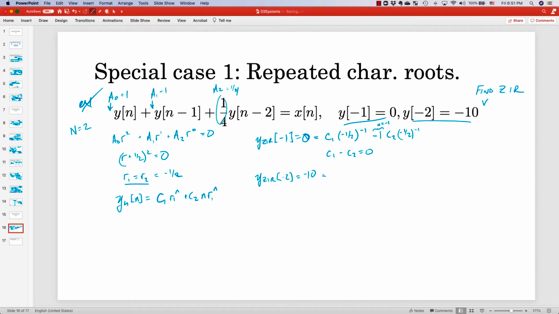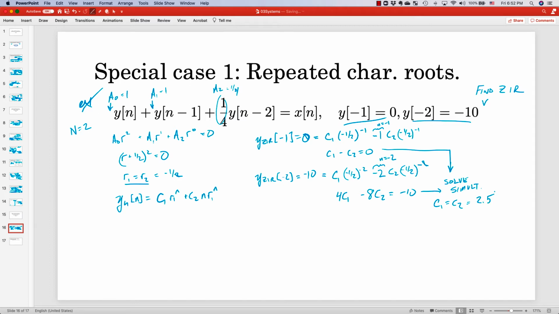So now we just plug in n equals -2 into our homogeneous form. So that's C1 times (-1/2) to the -2 minus 2 times C2 times (-1/2) to the -2, where again this is our n equals -2. Okay, so if you simplify this, you get something like 4 copies of C1 minus 8 copies of C2 has to be -10. And so now we have two equations and two unknowns which we can solve simultaneously via your favorite method. And for this particular case, we get actually C1 equals C2 equals 2.5.